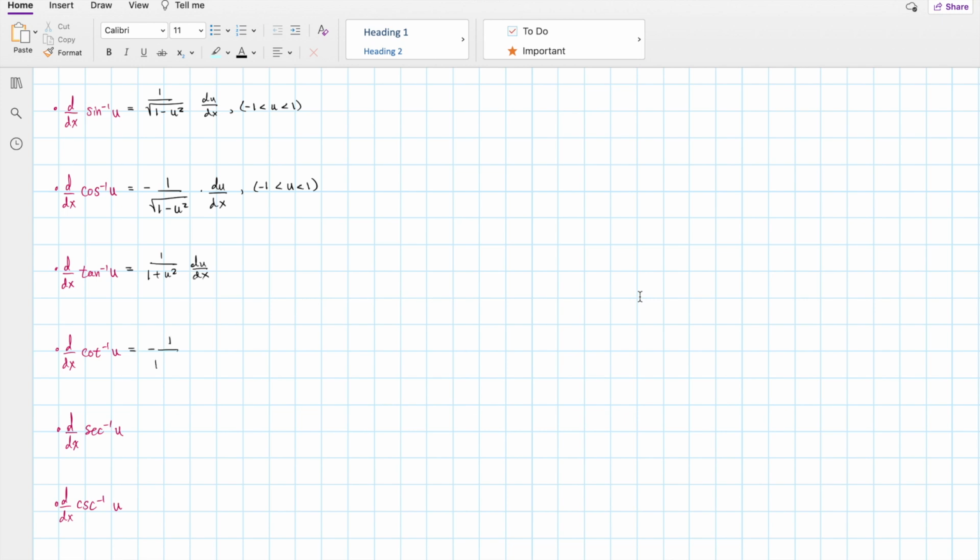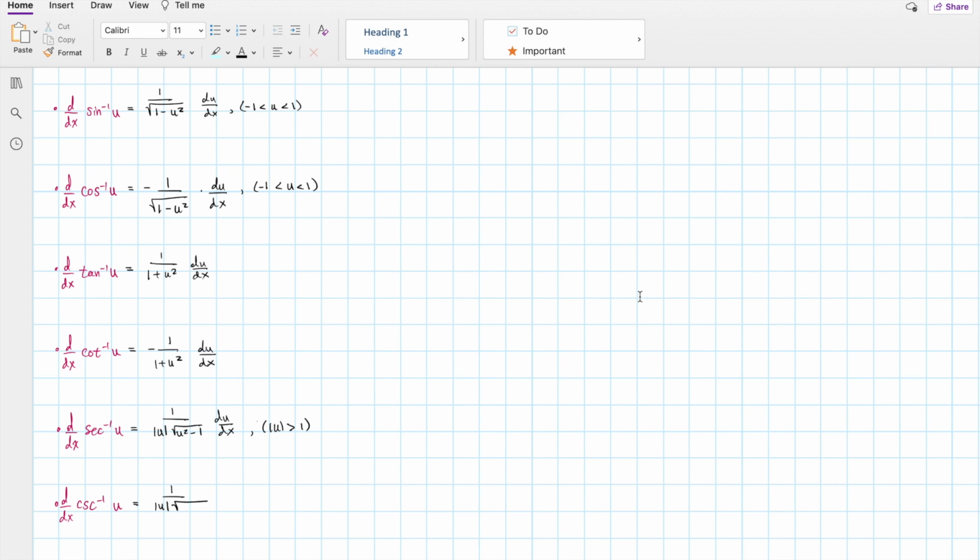Okay, what about arc cotangent? The rule for that is going to be negative 1 over 1 plus u squared, times du dx, which is pretty much just the negated version of arctan. For arcsecant, we have 1 over the absolute value of u times the square root of u squared minus 1, times du over dx. Again, the derivative of whatever u is. Notice we do have a restriction here: u has to exist outside of negative 1 to 1, but because we're dealing with an absolute value, that also gives a restriction.